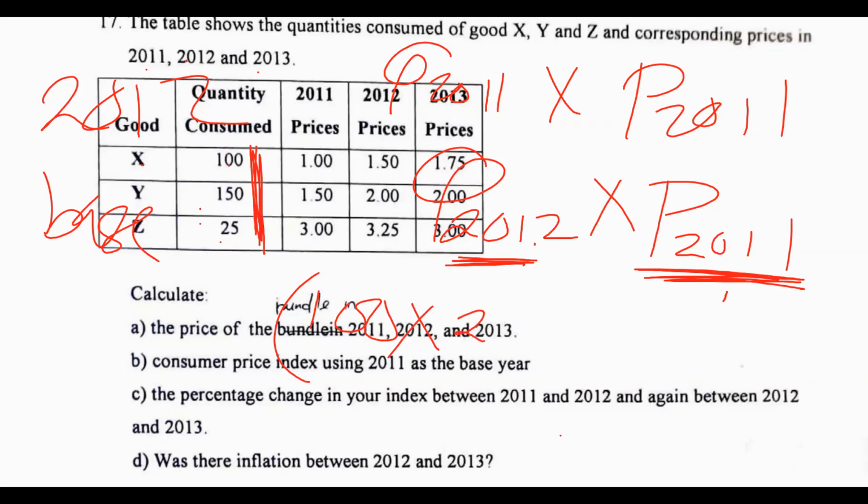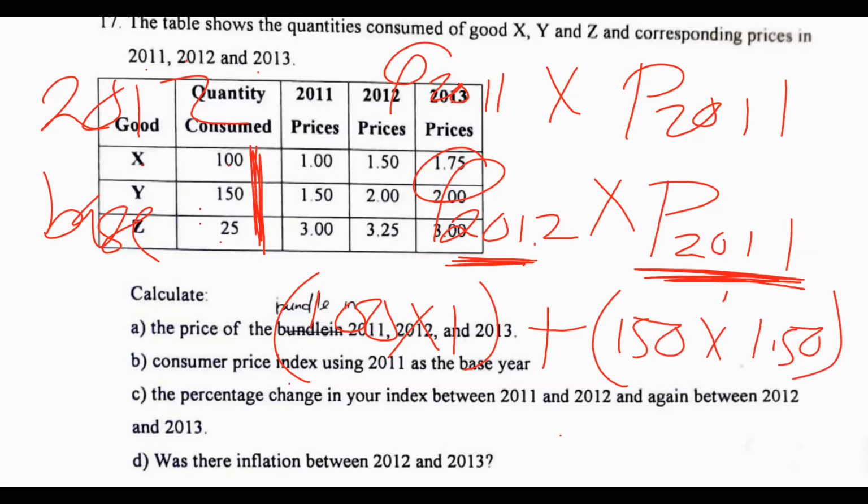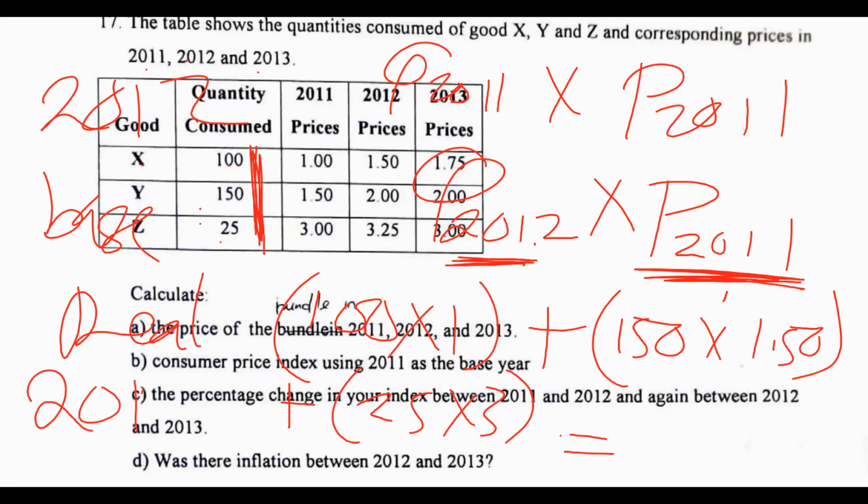What is the price? The price is 1 kwacha. 150 times 1.50. 25 times 3 kwacha. Then you total up, that is called the real GDP. This will be the real GDP for 2012, because you were using the prices of the base year. Is that clear? Is that clear on the difference between nominal GDP and real GDP?